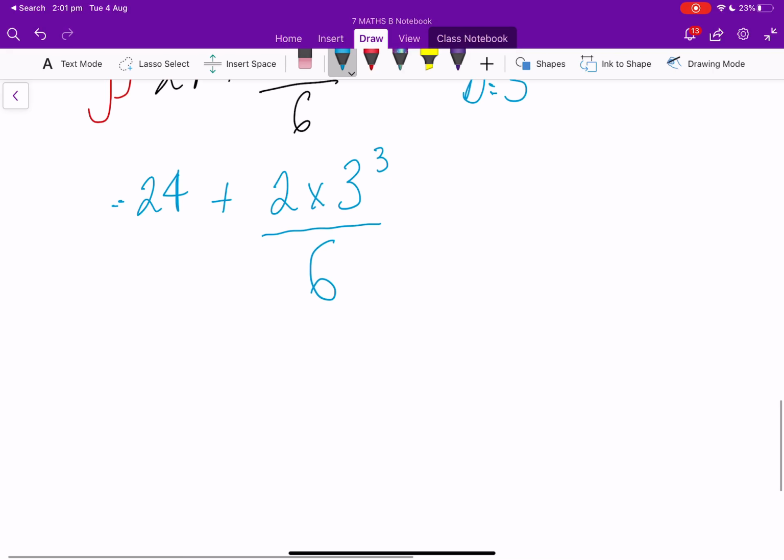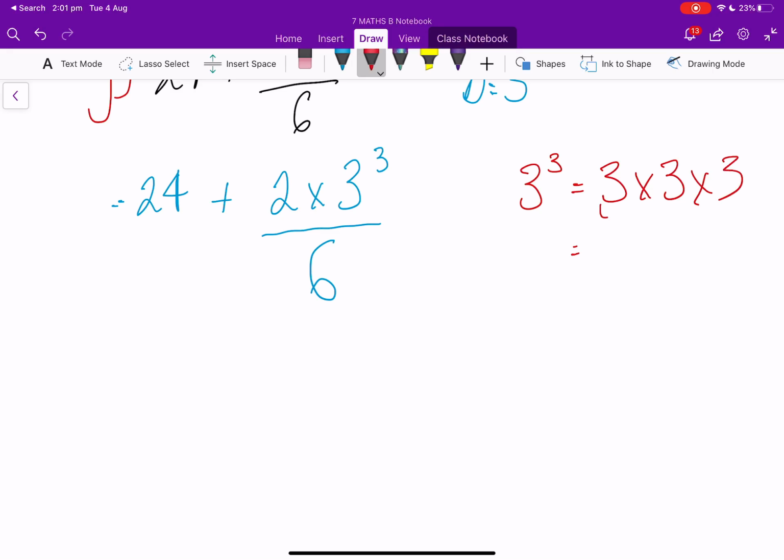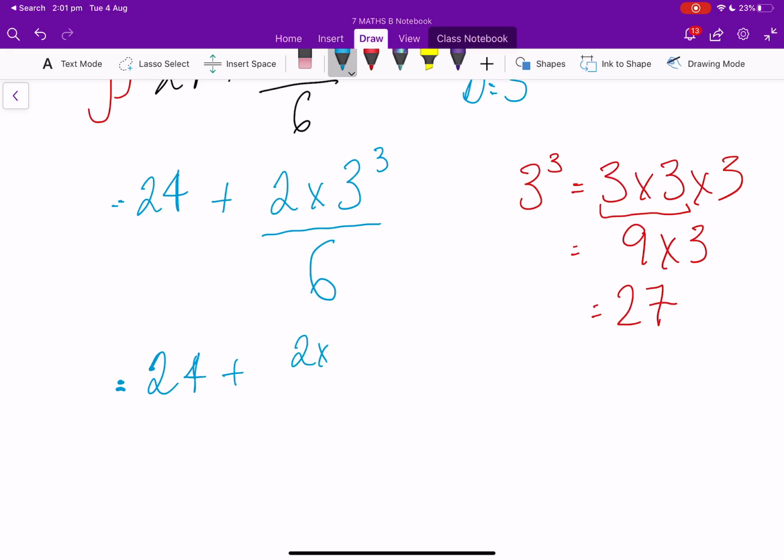Now remember 3 cubed is not the same as 3 squared. 3 cubed is 3 times 3 times 3. 3 times 3 is 9, and then times 3 is 27. So that's 3 cubed, just so you remember. 24 plus 2 times 27 over 6. Okay.